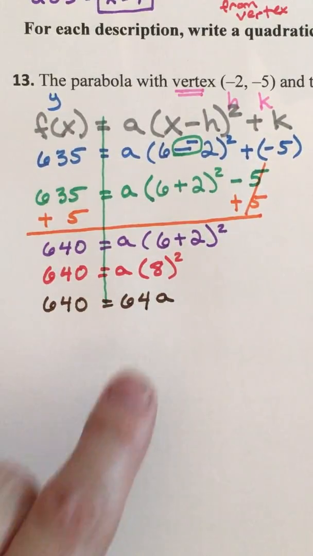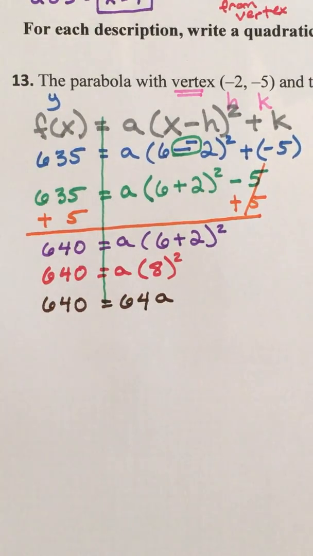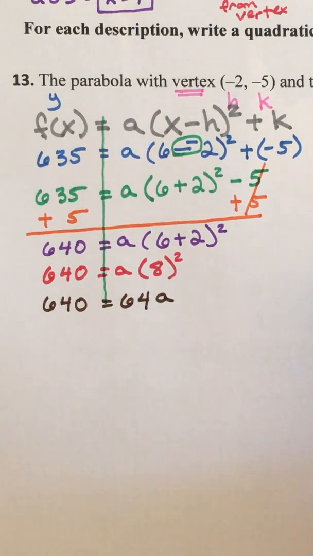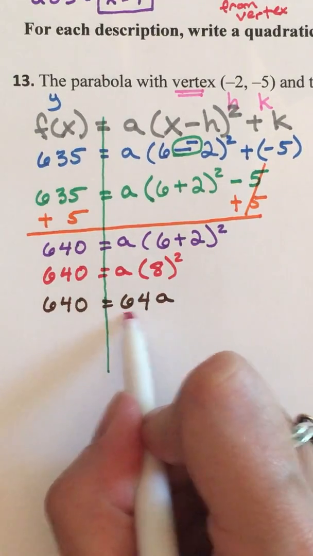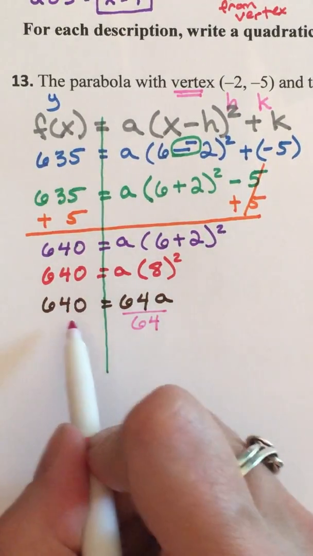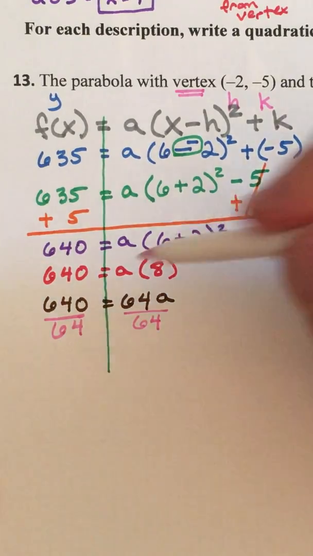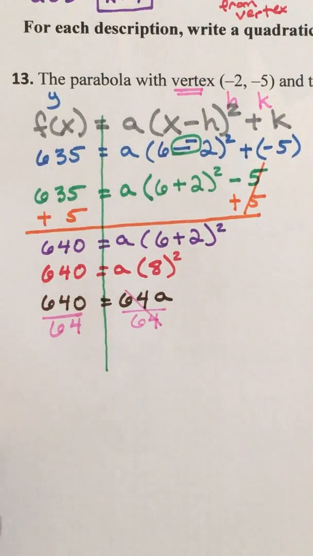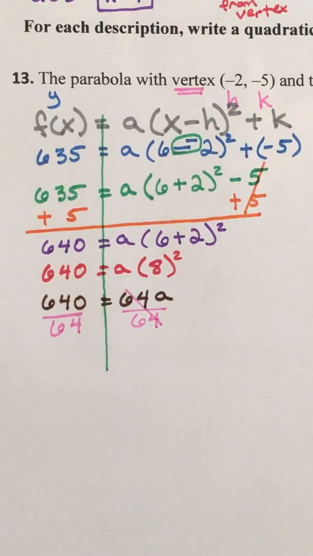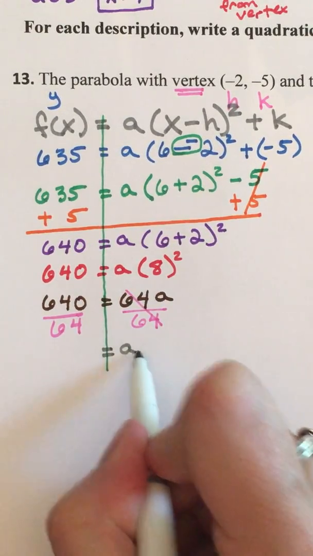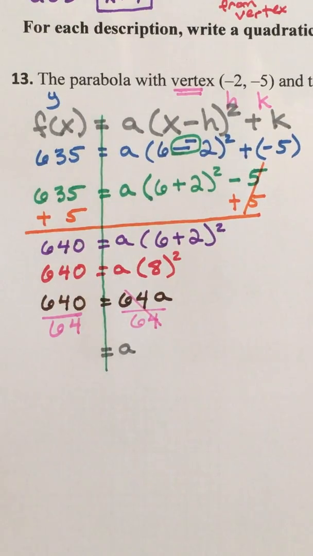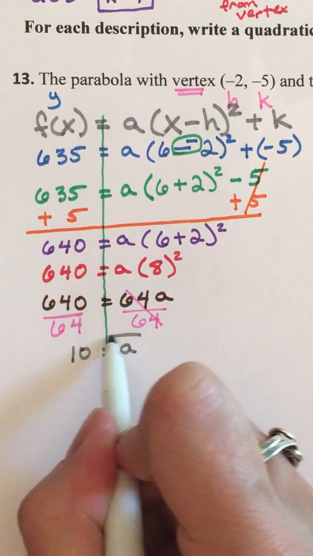And last but not least, how do you get rid of that 64? Do you remember? Do you subtract it? No, I don't think you subtract it. You have to divide it. Let's do that. What you do on one side, yeah, you do to the other. The 64s cancel. What's 640 divided by 64? Good job. It's 10.